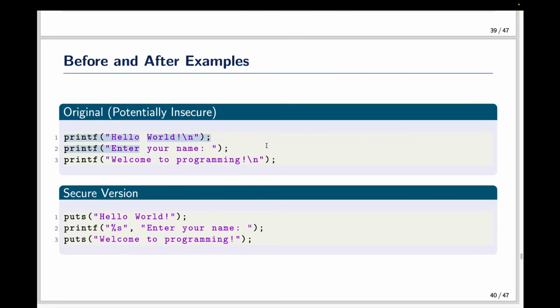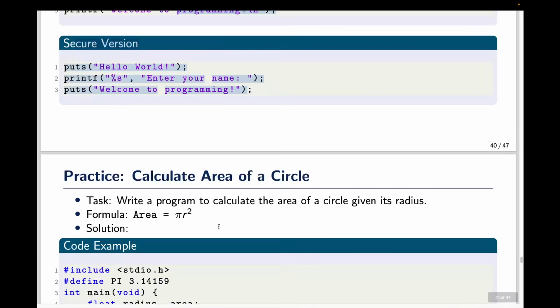Next, just an example. If you have been writing "Enter your name" and "Welcome to programming", now you can use puts for "Welcome to programming". And for "Enter your name", you have printf with percentage s, because this was without any backslash n, the escape character. So you can use puts, and printf with the format specifier. This is the secure version, and the other one is the potentially insecure version.